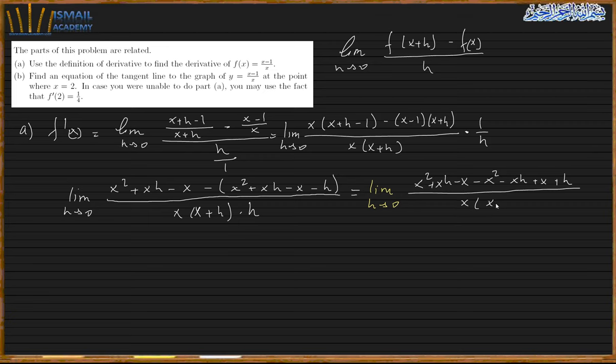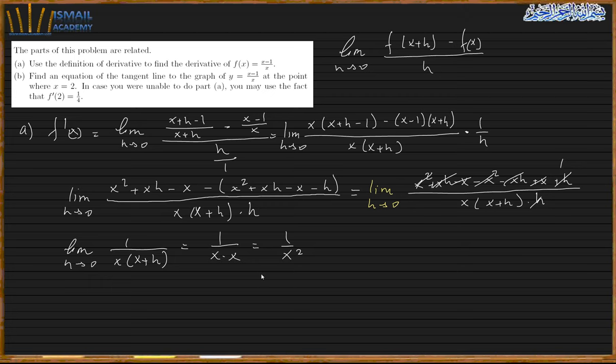X times x plus h times h. So here, cancel. What's left is h over this product. So I cancel the h here, it will be 1. So I will have the limit of 1 over x times x plus h when h goes to 0. So it's going to be just 1 over x times x, which is 1 over x squared. So this will be the derivative of this function.